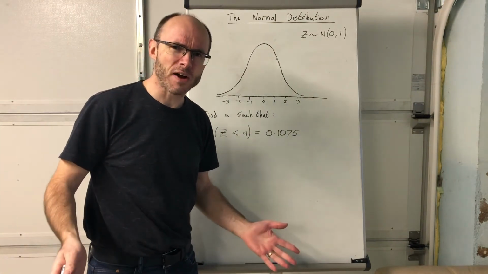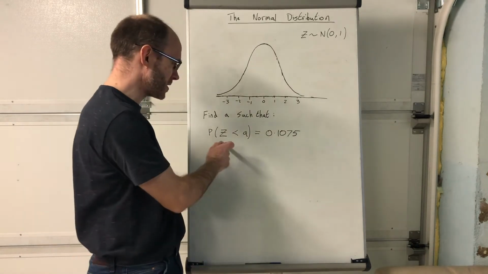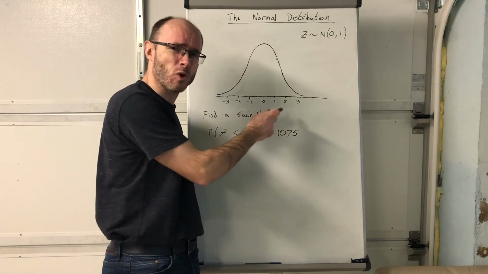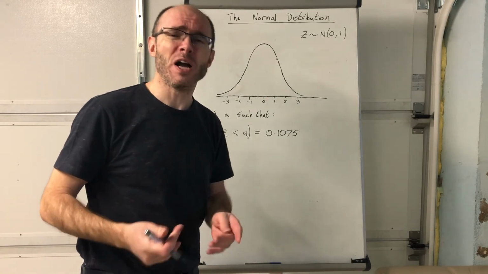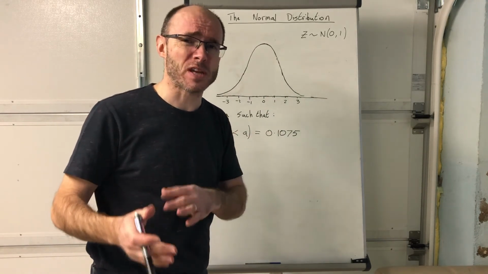Right, this time we're going to find the value of A such that the probability of Z is less than A is 0.1075. So again, the points table is not helpful. Hopefully you get an idea of when to use the points table and when not to.